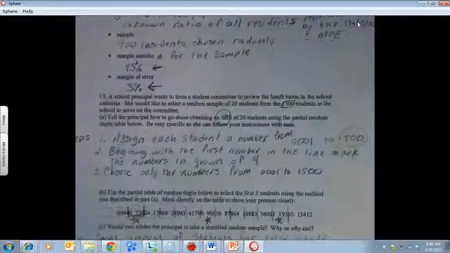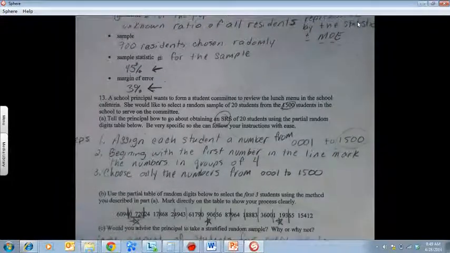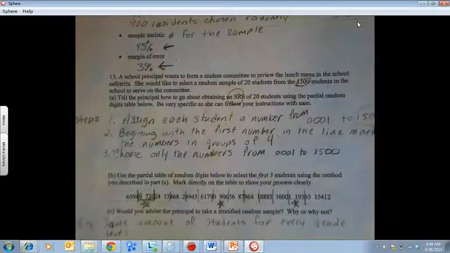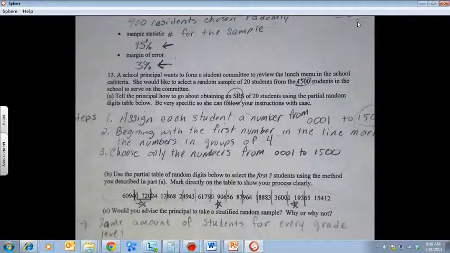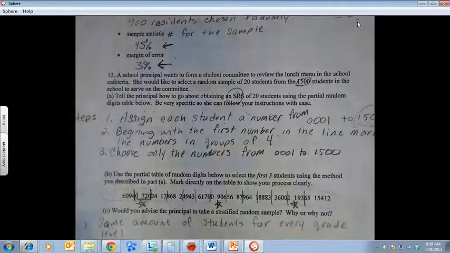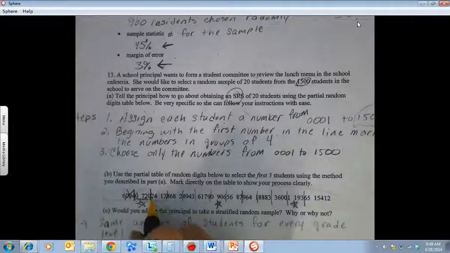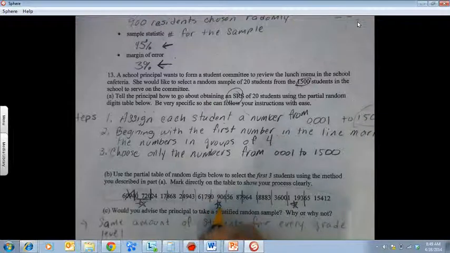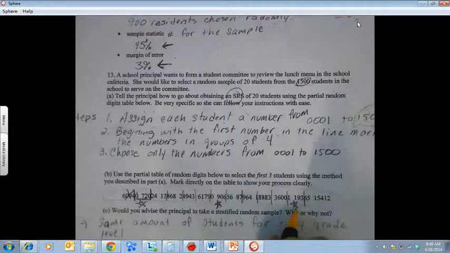So if you look at question C, it's asking you for the first 3 numbers, right? So 6094, the first one doesn't count because that is out of the range. 0720 is the first one. The second one would be not this one, not this one, not this one, not this one. Here. And the third one here.